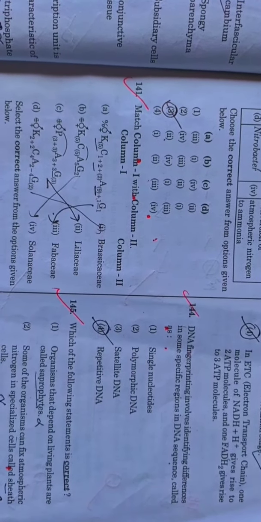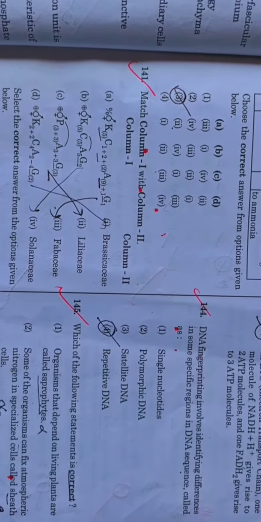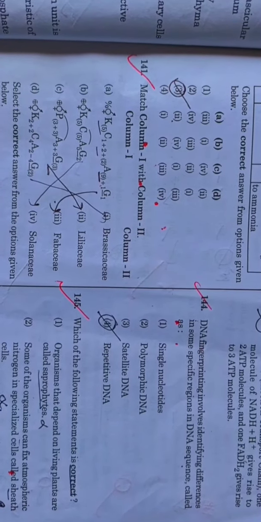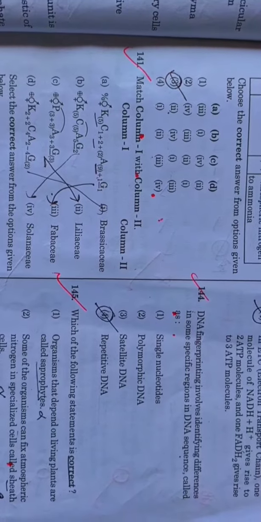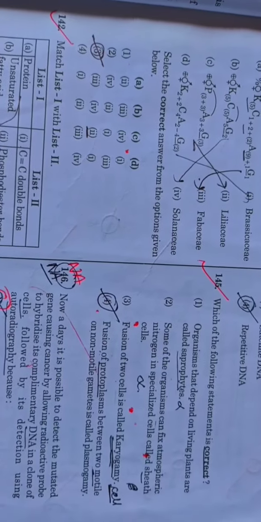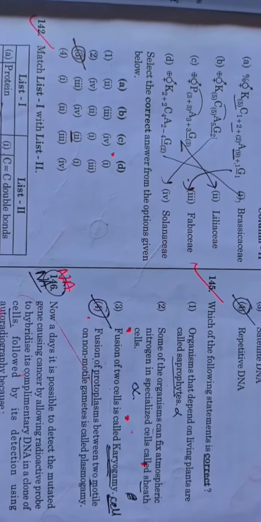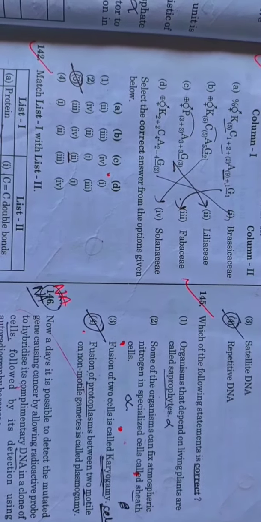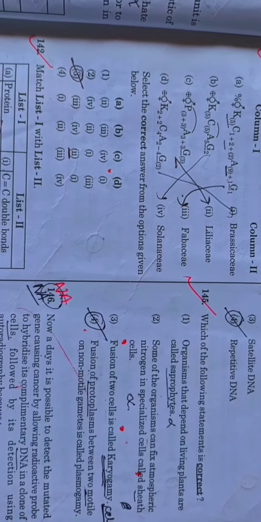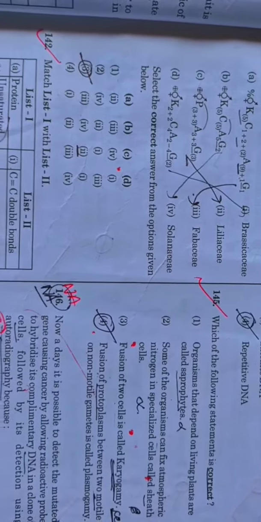Question 144. DNA fingerprinting involves identifying differences in some specific regions in DNA sequences. These regions are called repetitive DNA, which are used in DNA fingerprinting. So option 4 is correct. Now question number 145. Which of the following statements is correct? Fusion of protoplasm between two motile or two non-motile gametes is called plasmogamy. So fusion of protoplasm is called plasmogamy. So option 4 is the correct option.